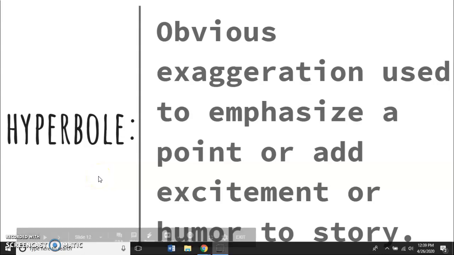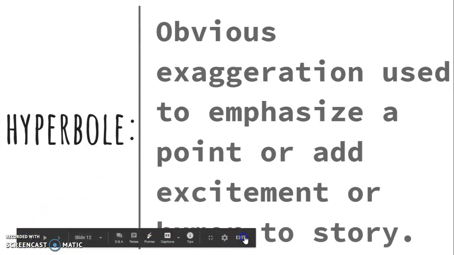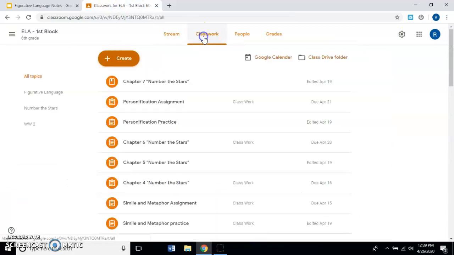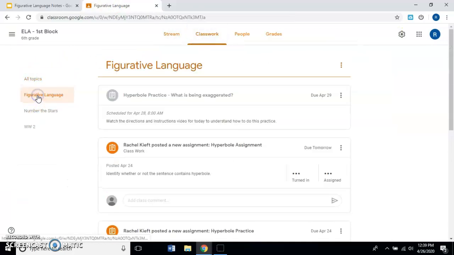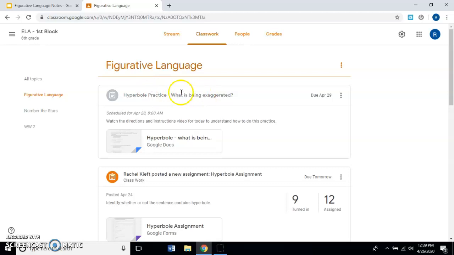Hey guys, it's Tuesday, April 28th, and I want to start today by reviewing hyperbole. Hyperbole is an obvious exaggeration used to emphasize a point or add excitement or humor to a story. So today we are going to be doing a practice assignment with hyperbole.